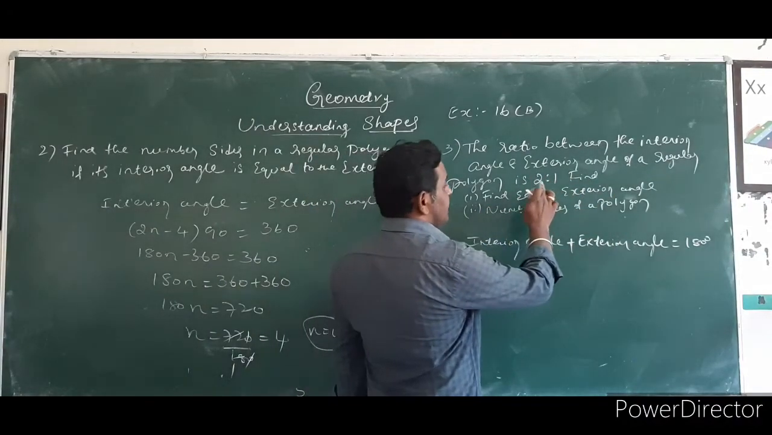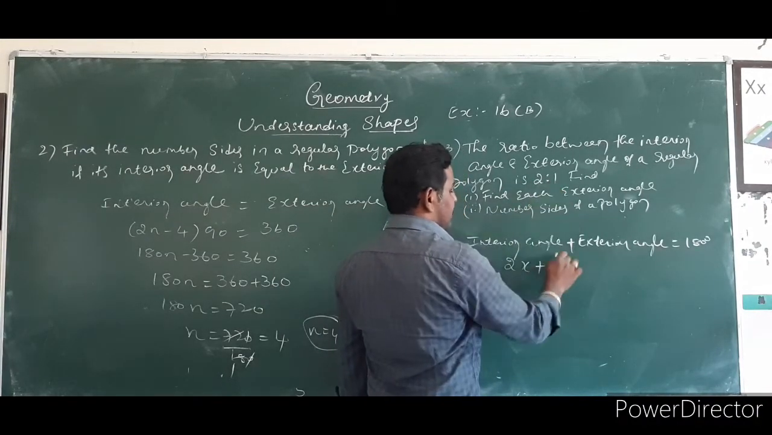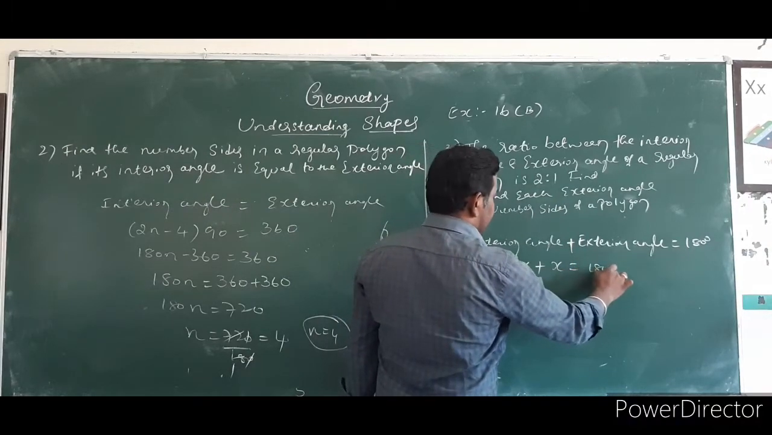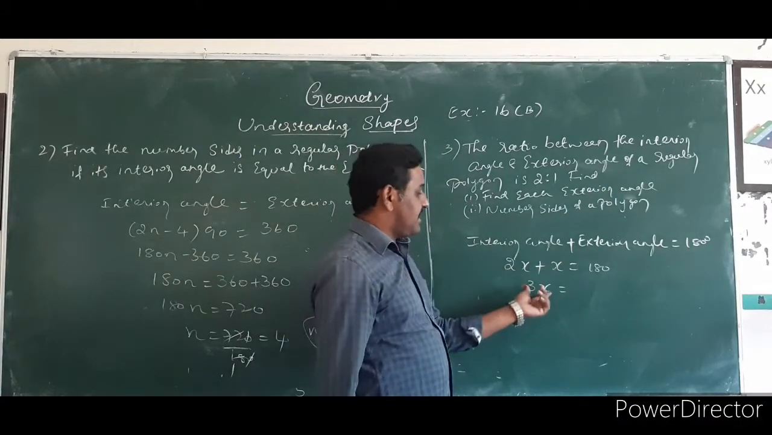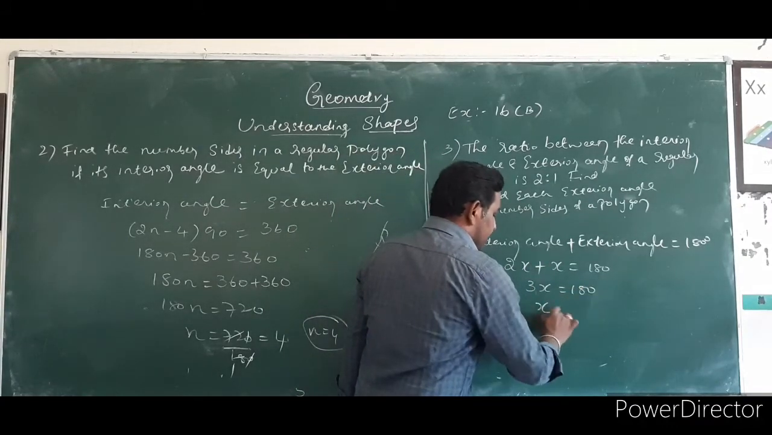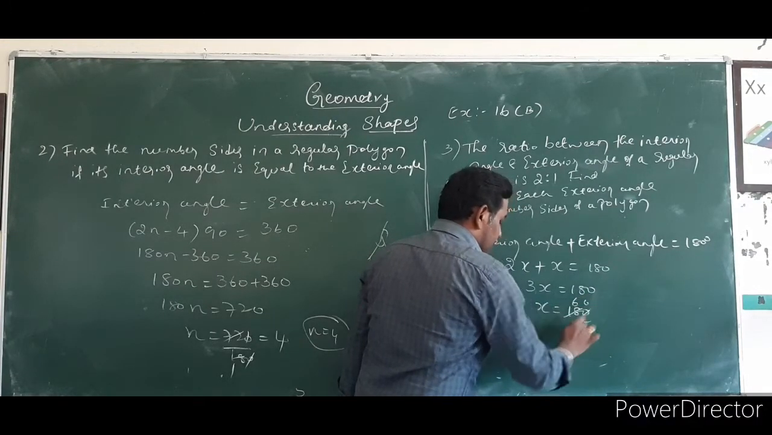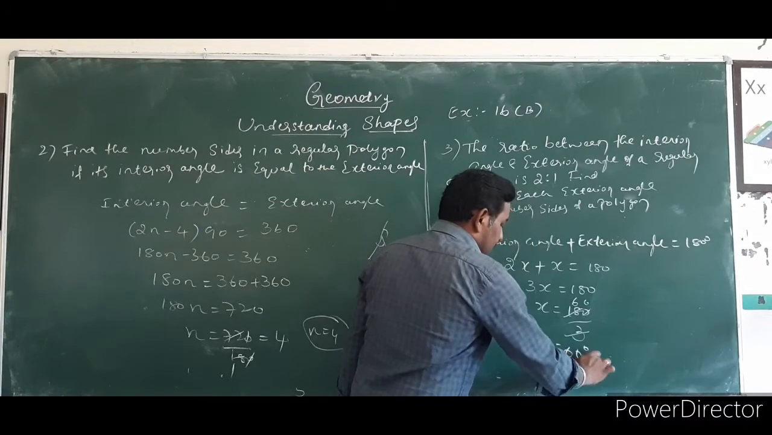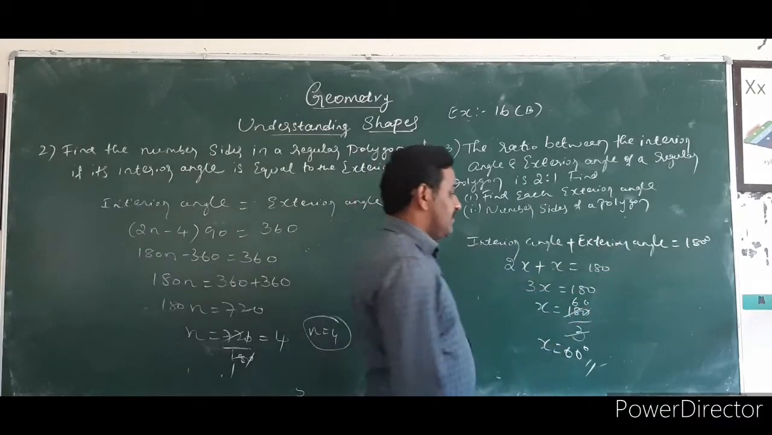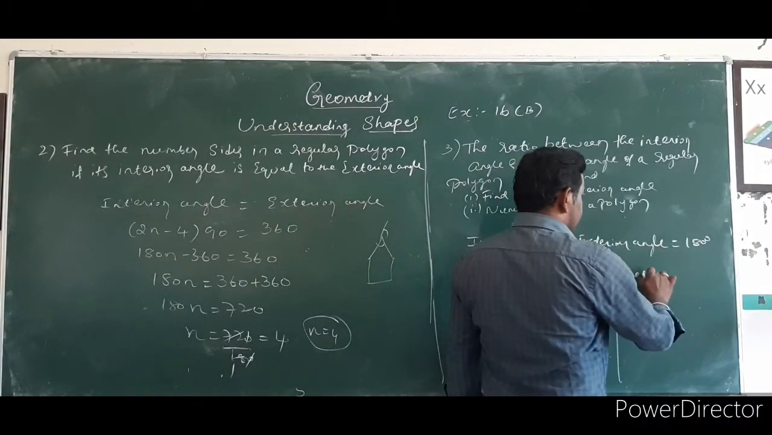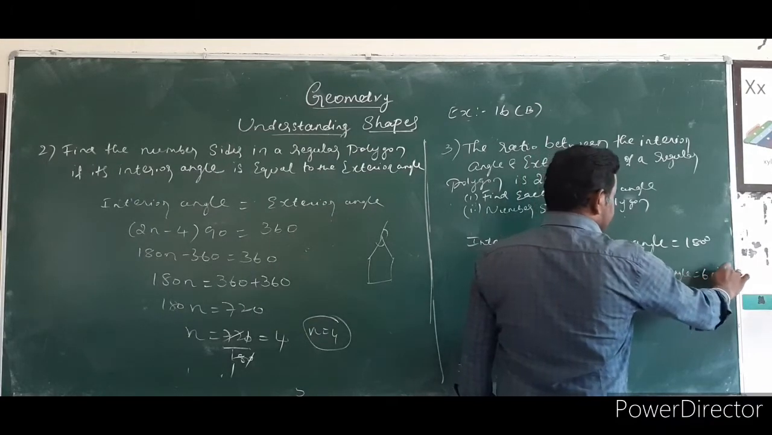So the interior angle is 2x, and the exterior angle is 1x. 2x plus x is equal to 180 degrees. 2x plus x is 3x, so 3x is 180. x is equal to 180 degrees by 3. 3 sixes are 18, 0 will come. What is the x value? 60 degrees. x means the ratio of the exterior angle. So each exterior angle is equal to 60 degrees.